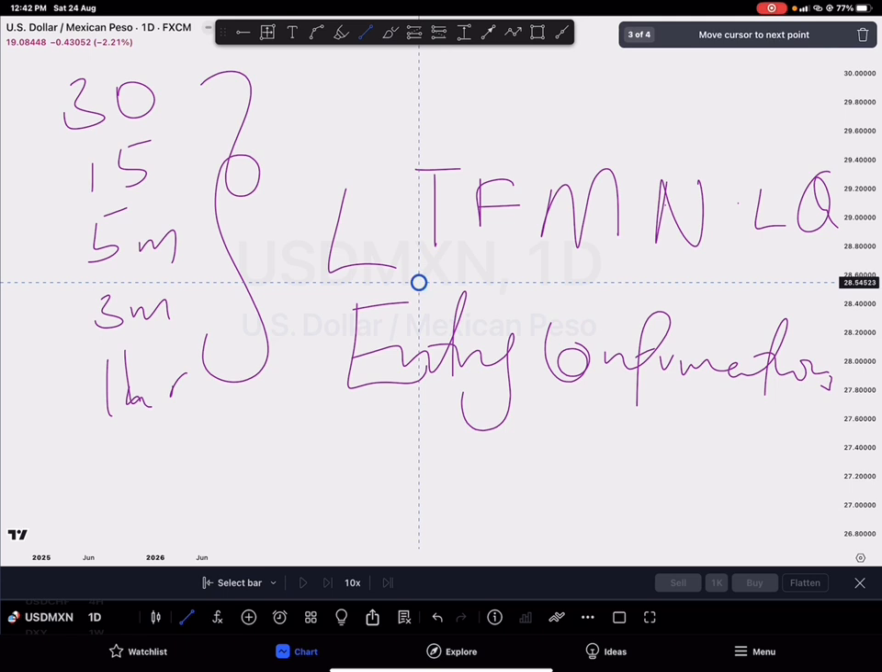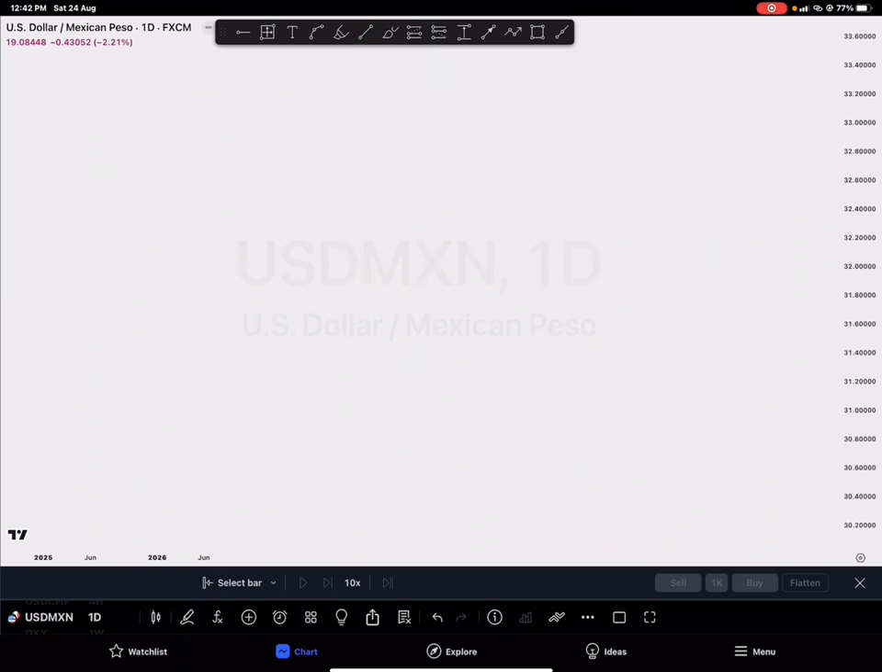Now, when I say they are used for entry confirmations, we may be having areas of liquidity. So now this is for the bullish scenario.